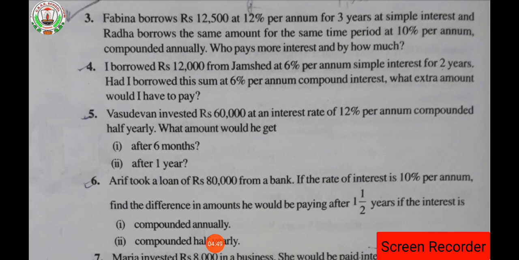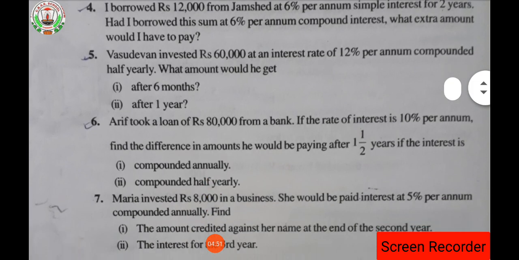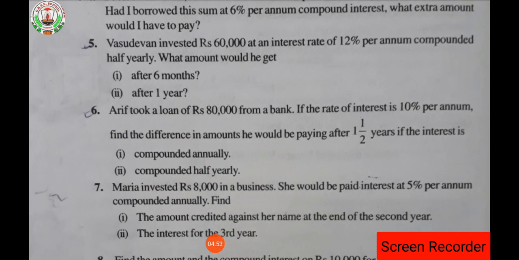Now the next question is question number 6. Question number 6 says: Arif took a loan of rupees 80,000 from a bank at a rate of interest of 10% per annum. So what is the principal here? That is 80,000 and the rate is 10% per annum. Find the difference in the amount he pays by paying after 1.5 years. That means the time he is going to take to pay back the bank is 1.5 years.